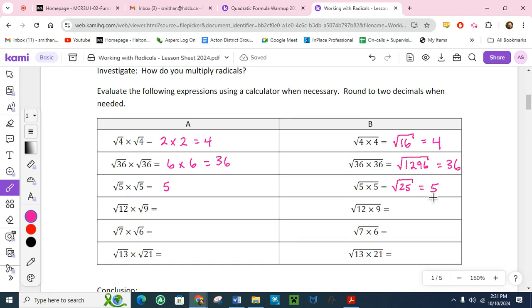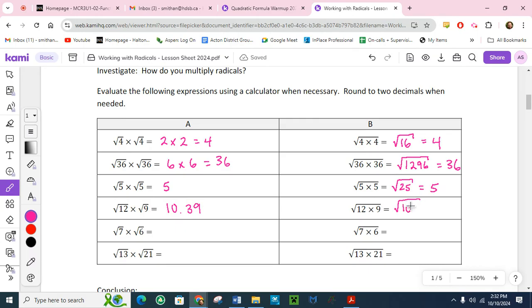But you might be like, well, maybe Mr. Smith, this only works for when we're multiplying by the same thing. Well, let's see if it works for two different radicals. Root 12 times root 9. It'll be a decimal value. That's okay. And then do 12 times 9 first, and then root it and see what you get. Root 12 times root 9 is about 10.39. Oh, 9 times 12 is 108. Square root that. I got the same thing.